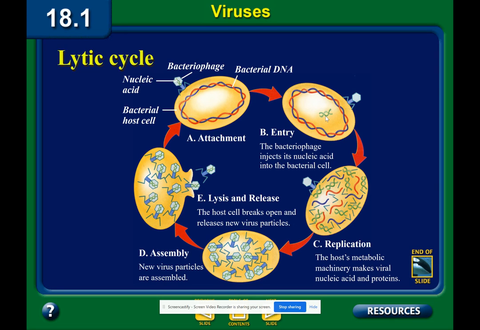And what does the virus do? It says, okay, as long as you're working for me, you're going to make more of me. And so that's the third step, replication. The host's metabolic machinery, everything that it has at its disposal, is now turned into basically an assembly plant for making more virus particles. Then we get to the actual assembly step, right?